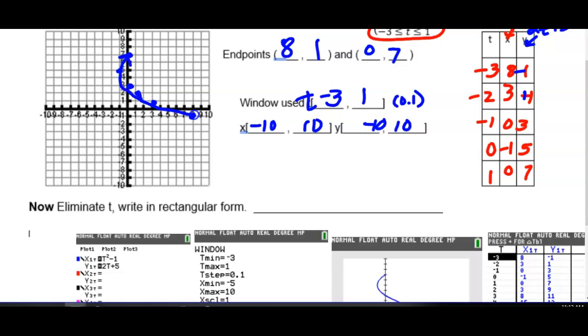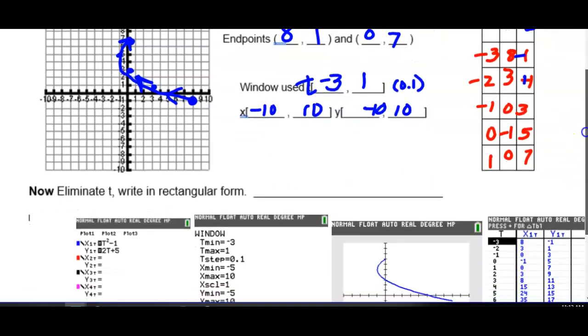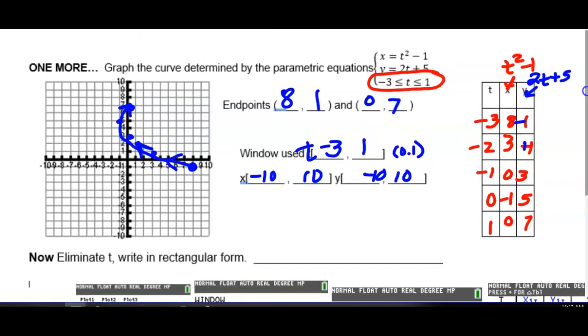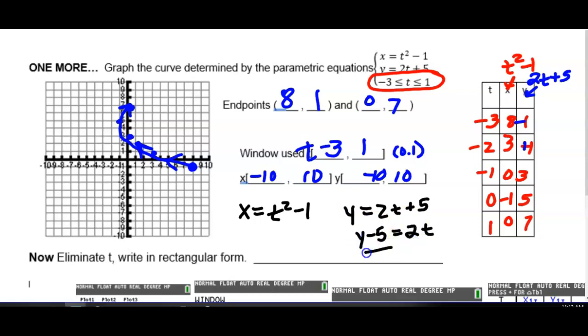And again, it started over here and it was moving this way. My arrows are terrible. So there's the orientation. All right, and then one more time, practicing eliminating t. Let me move this down so we can, well, I will in a minute. I had x equals t squared minus 1, so I don't really want to mess with that, but y equals 2t plus 5. So if I subtract 5 and then divide by 2, I would have t all by itself, and then I could put this in here.